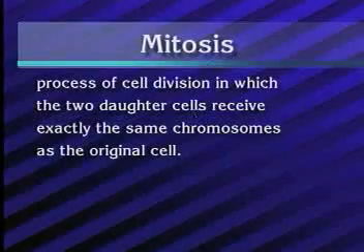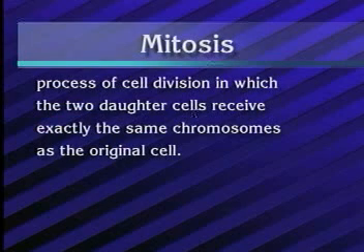There are 100 trillion living cells in the human body, and every one of them, except for the red blood cells and the sex cells, have identical sets of chromosomes. They have all formed as new cells of the body and are made during cell division called mitosis.